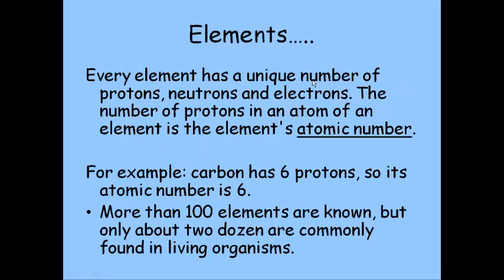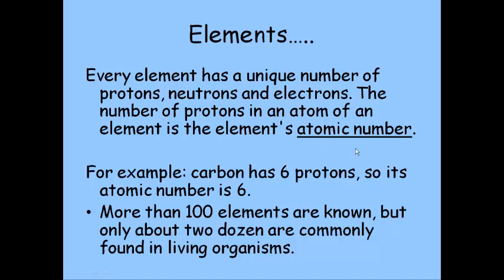Every element has a unique number of protons, neutrons, and electrons. So what that means is, like I said, carbon has 6 protons and 6 electrons, and if it doesn't have that many, then it's not carbon. The number of protons in an atom of an element is the atomic number.